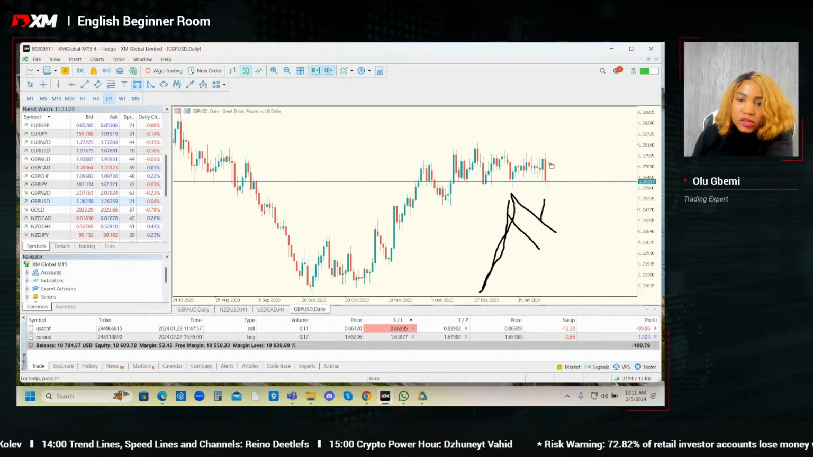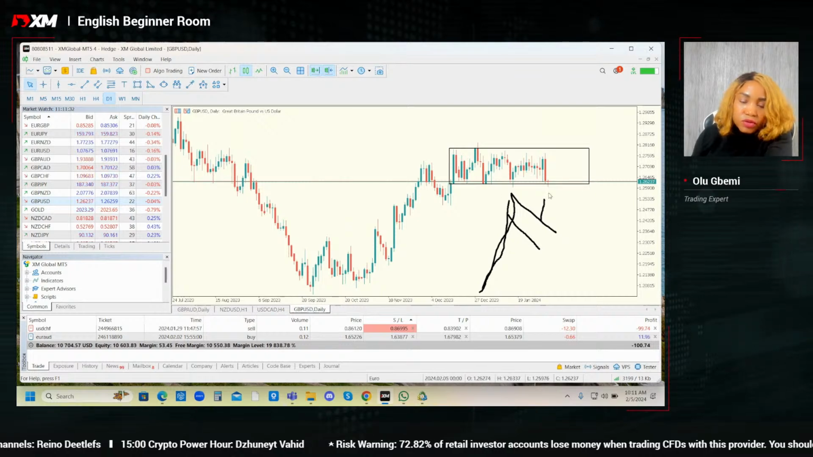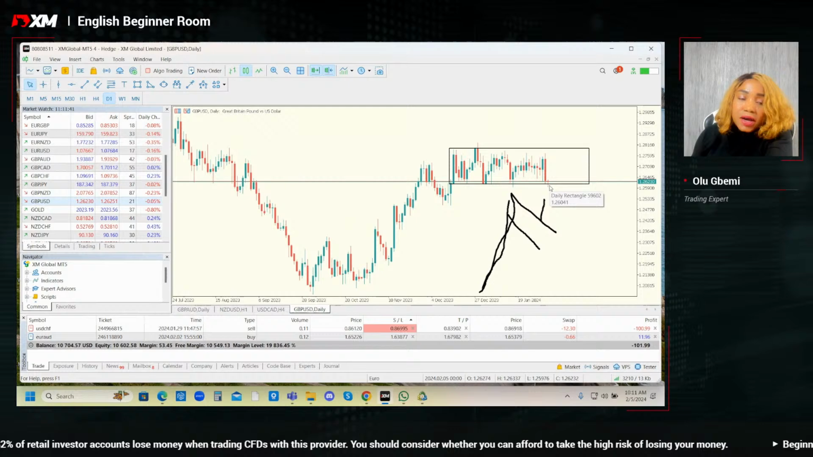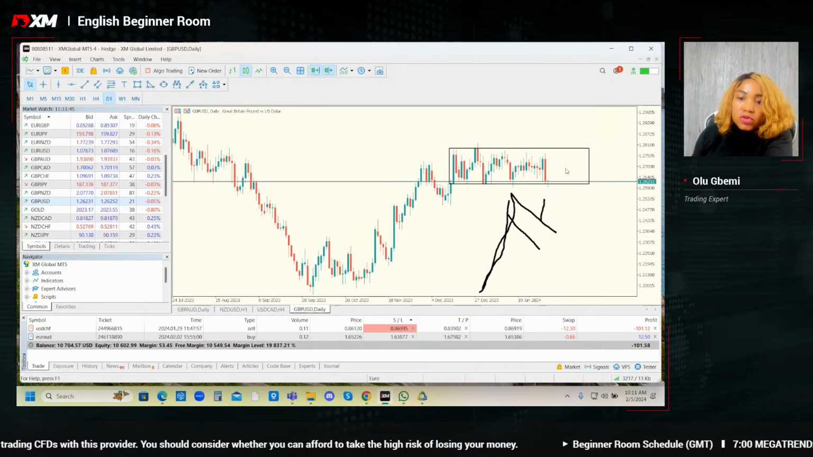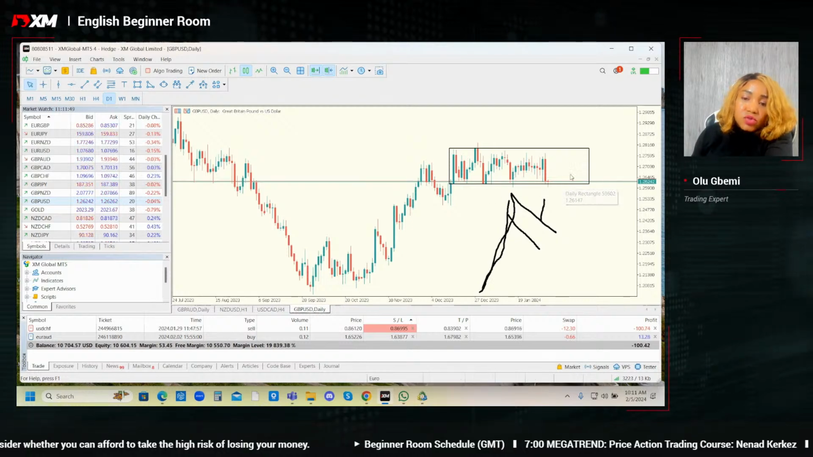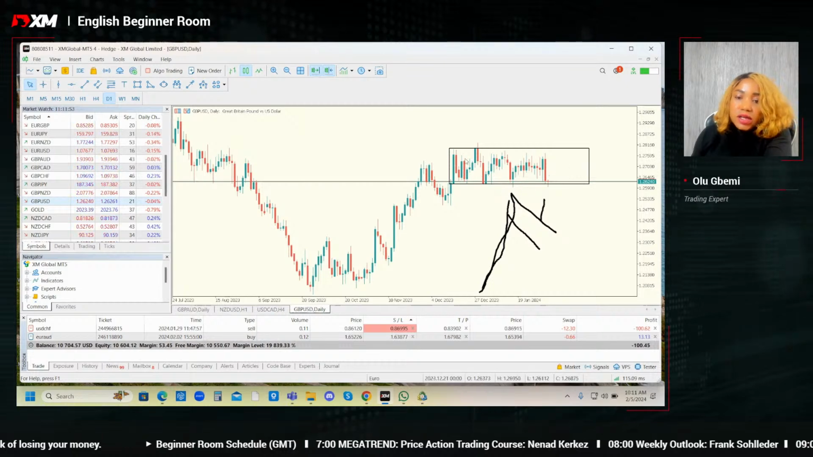However, note that the support of this consolidation did not get broken. If this price is going to remain in this range for more time, there's a possibility that it pushes back up again today or tomorrow. So what would I prefer to see? If my bias is to do a sell, I would prefer to see maybe a pattern here that fits in with the sell, or maybe a breakout to the bottom side.